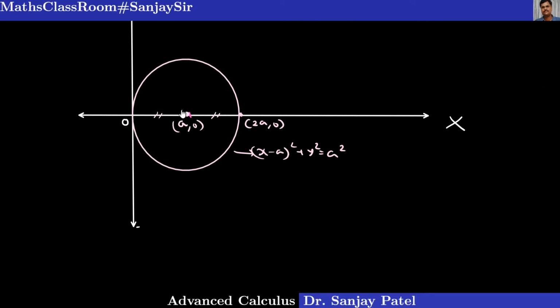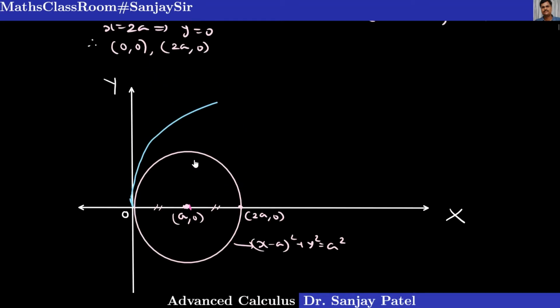Let me draw it like this. So this parabola is something like this, and also it goes on the other way. So this is the parabola whose equation is y square is equal to 2ax.